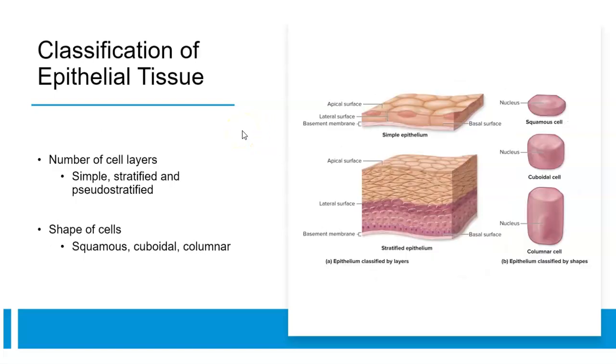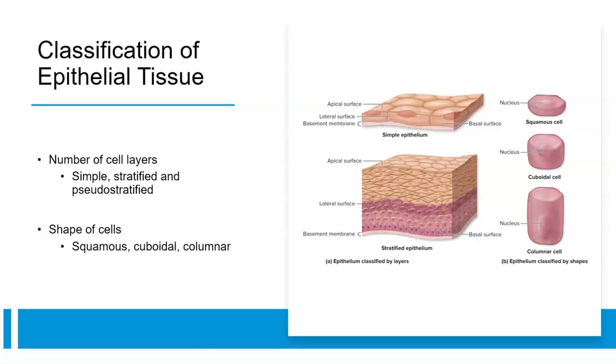So with epithelial tissues forming coverings and linings, we need a way to classify them based on the number of cells and the shape of the cells. So the name of epithelial tissues typically has two words. The first part tells you the number of epithelial layers of cells. The second part refers to the shape of those cells. So let's look first at classification by the number of layers.